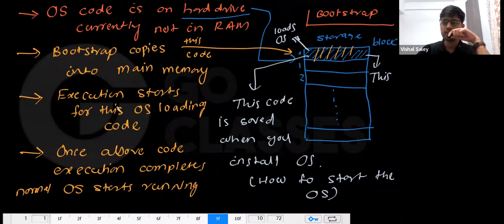Correct, correct. So the question is basically this: bootstrap loads whatever is written in the 0th memory location. Now the loaded code, which was written in the 0th memory location, knows how to start an operating system. Yeah, that is correct.